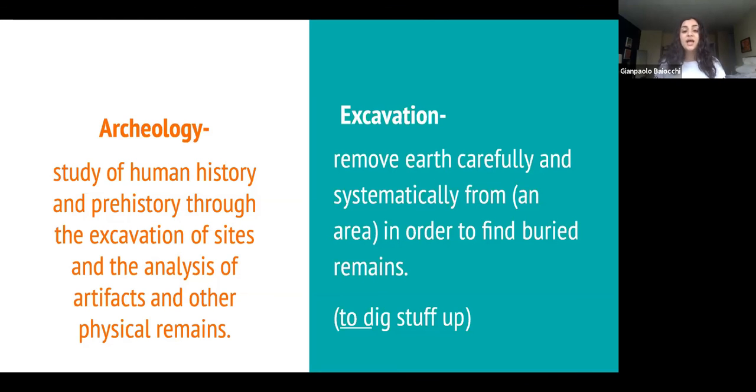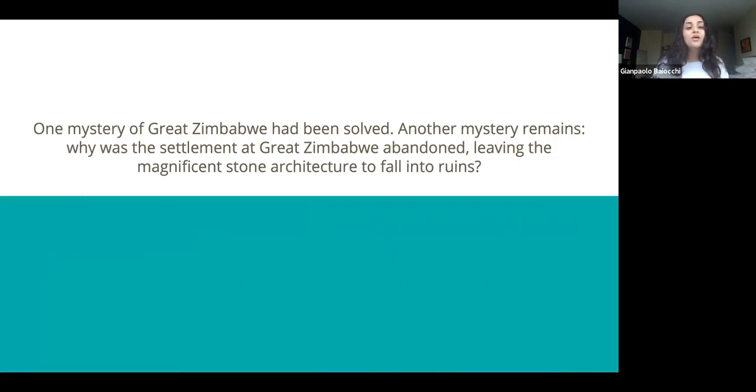Now we're going to move on to the last little bit of this passage and the main idea, the overall main idea. Okay, so the last little bit of this passage is, one mystery of Great Zimbabwe has been solved. Another mystery remains. Why was the settlement at Great Zimbabwe abandoned, leaving the magnificent stone architecture to fall into ruins? Now, instead of coming up with a main idea for this last little paragraph or trying to underline any of the details, because this isn't really a detail, it's a question, it's kind of a cliffhanger that it leaves us on, I'm just going to come up with a main idea for the whole passage.